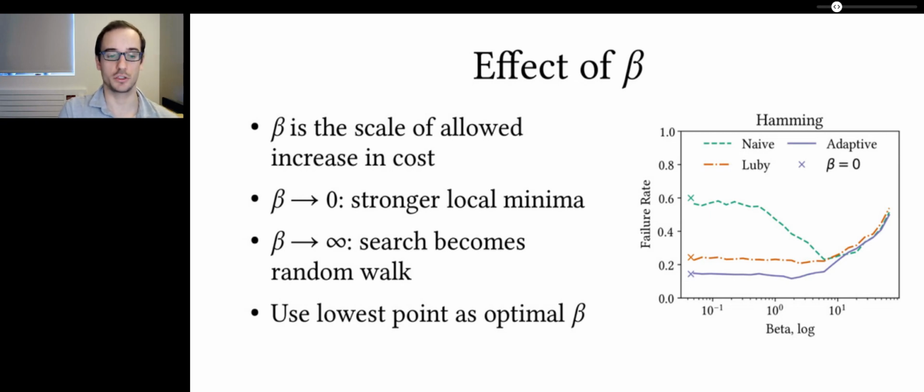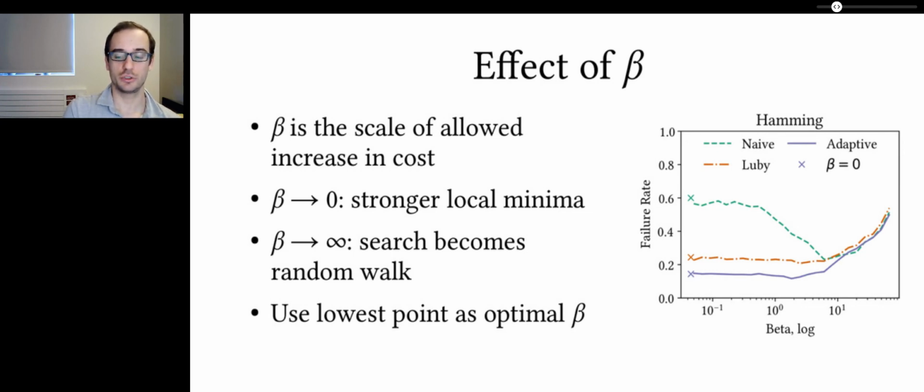In the other direction, as we let beta tend towards infinity, the search becomes closer and closer to a random walk. So if the allowed increase in cost is extremely high, then the cost function isn't going to provide any guidance for the search. And so the probability of transitions is going to become solely dependent on what the moves propose.